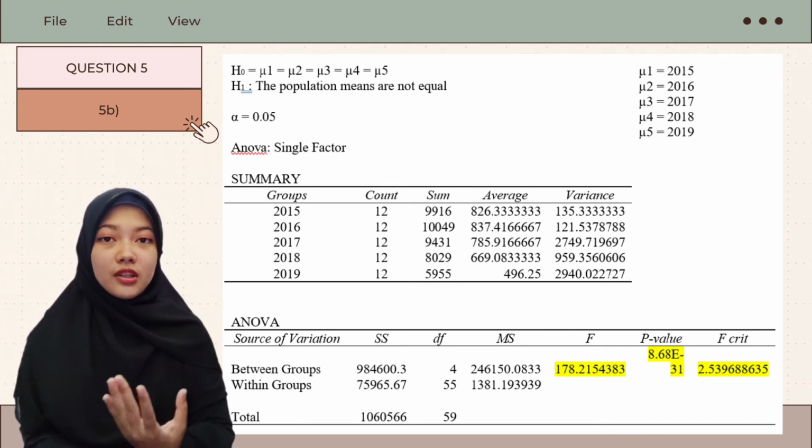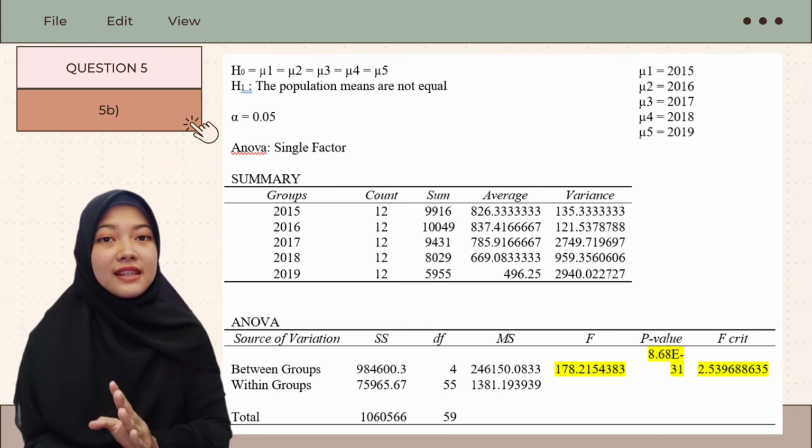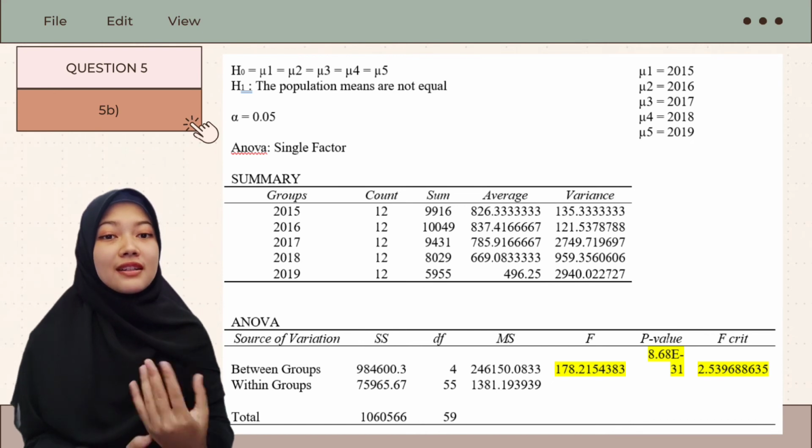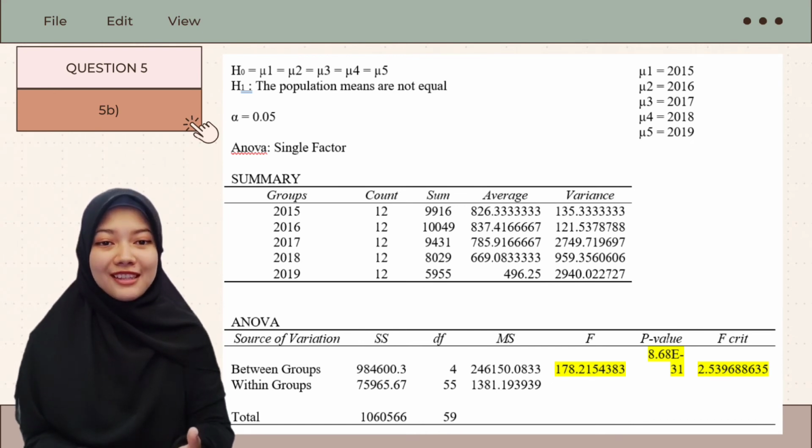Then we go to the critical value approach. The F statistic value is 178.2154 and the F critical value is 2.5397. The F statistic value is much greater than the F critical value. Therefore, the null hypothesis is rejected.